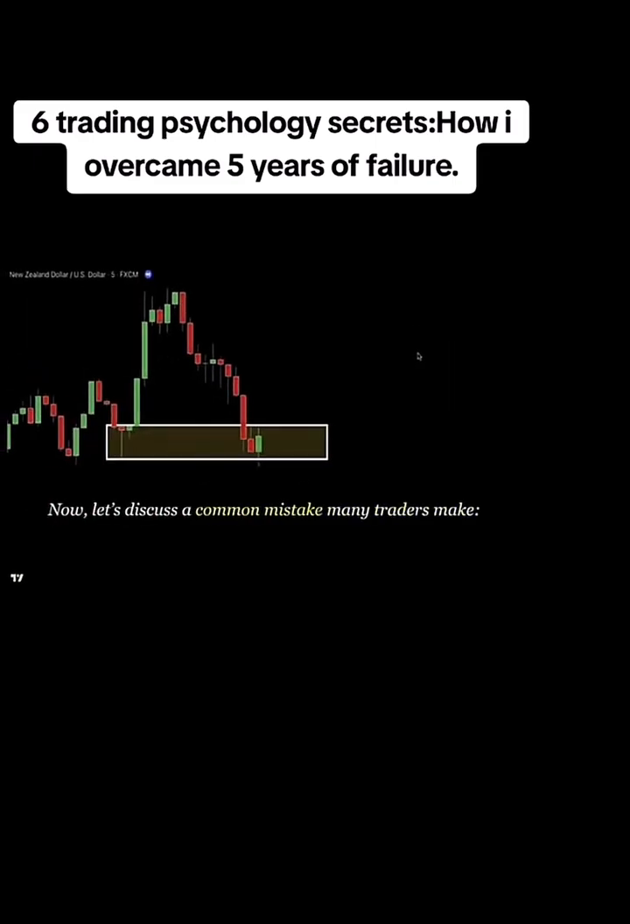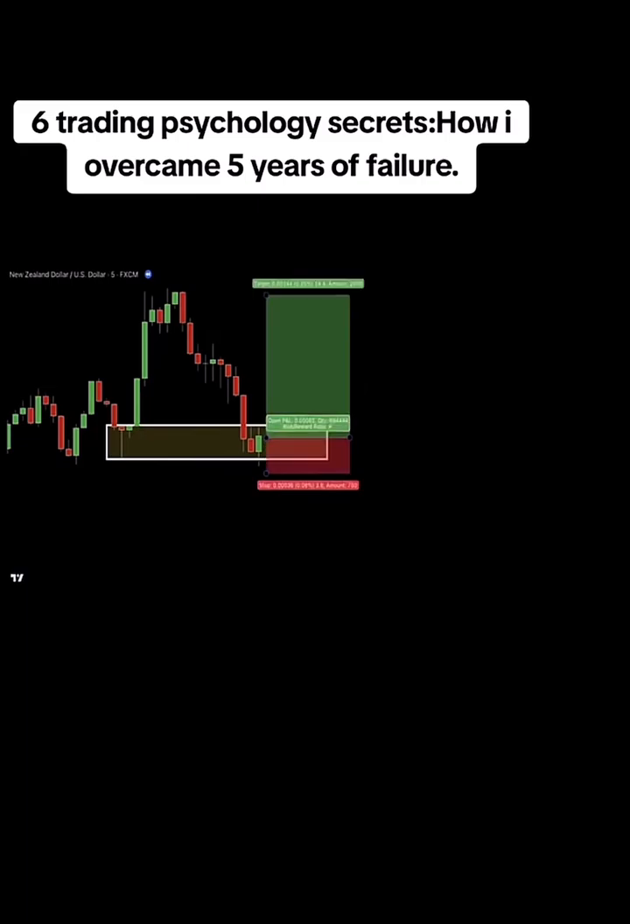Now, let's discuss a common mistake many traders make, ignoring the bigger picture. Let me walk you through how this happens and why it's so important to address. Take a look at this New Zealand US dollar 5-minute chart. On the 5-minute time frame, we've identified a strong demand zone. The zone is fresh, the move is sharp, and the candles are large, all the signs of a solid setup. The reward to risk ratio looks excellent.